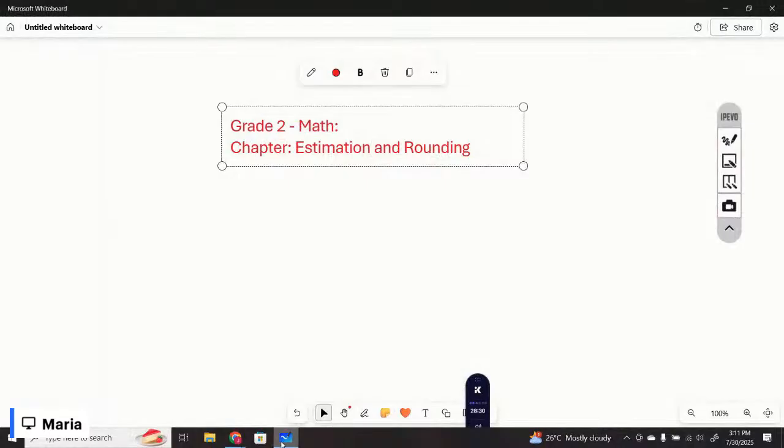We are here for grade 2 math. You can find all the lessons on aplustudents.com. You have to log in there using your email address and password as provided by the administrator. Then you have to select math from the subject tab.